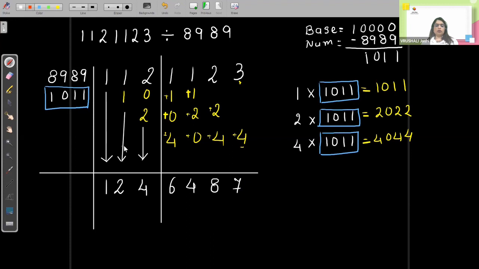Yes, ma'am. That gives you your quotient and that gives you your remainder. This is the answer. Arjun, did you understand? Yes. Kush, did you get it?